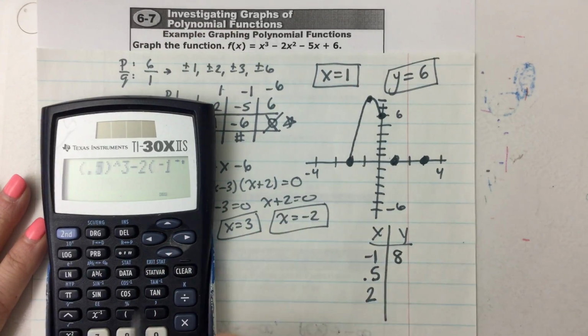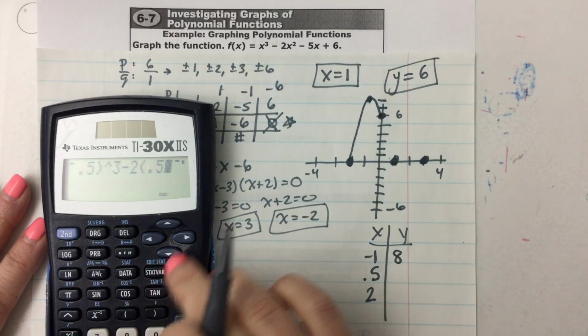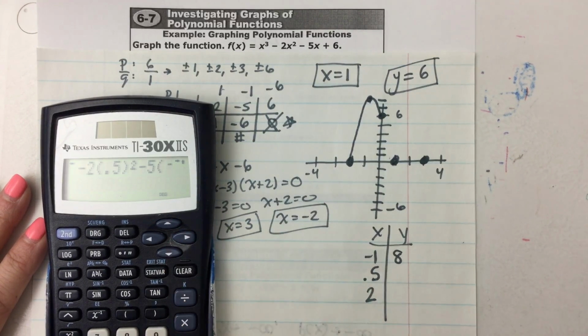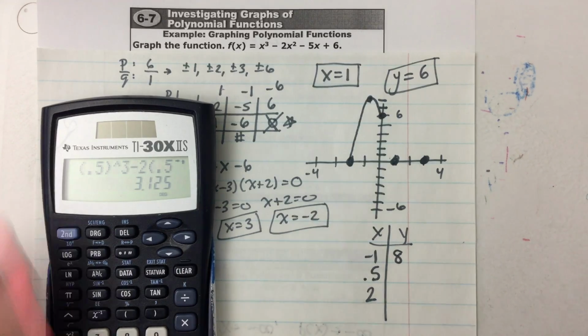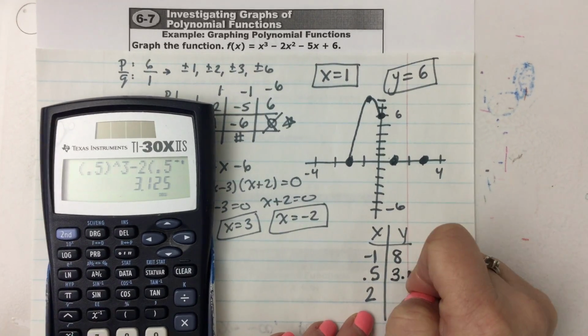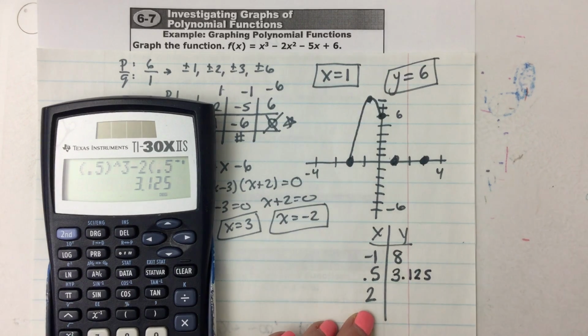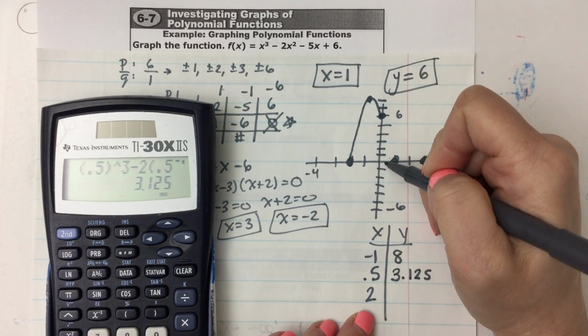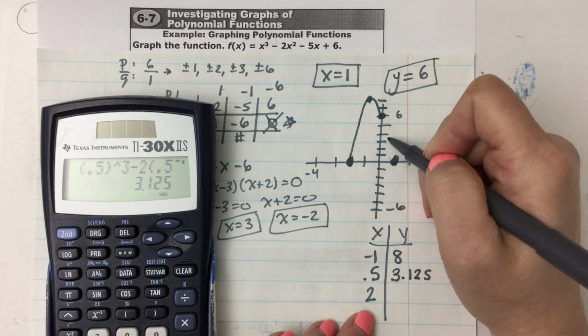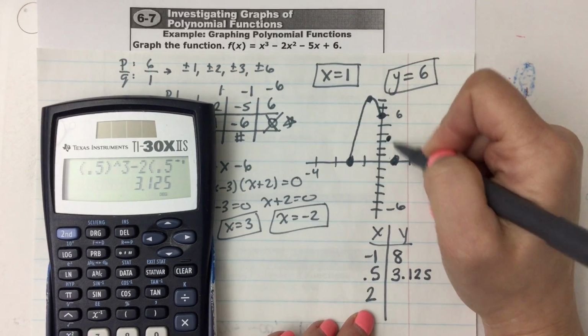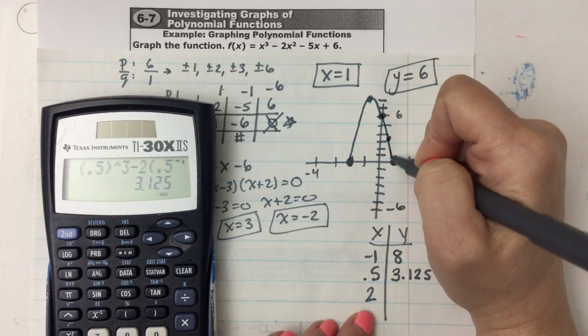So I go ahead and change all my negative 1s to 0.5 to see what happens there. A lot of this is going to be careful calculator work. Okay, at 0.5, my y value is 3.125. So if I go to the right half a unit, I go up 1, 2, 3, and a little bit. So to connect these 2 points, I need to go through this point.